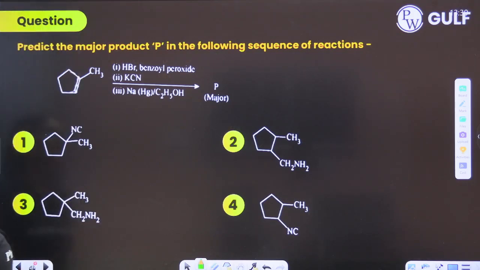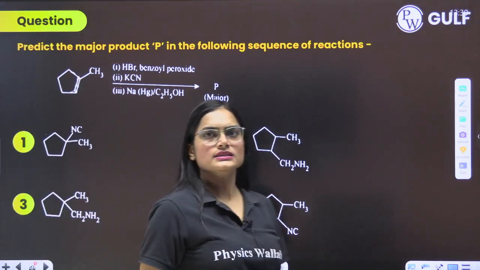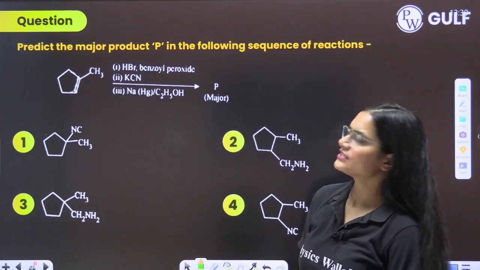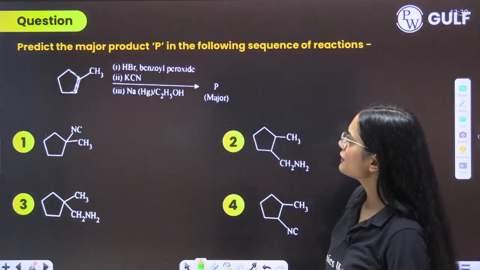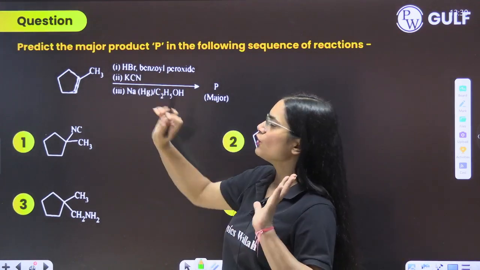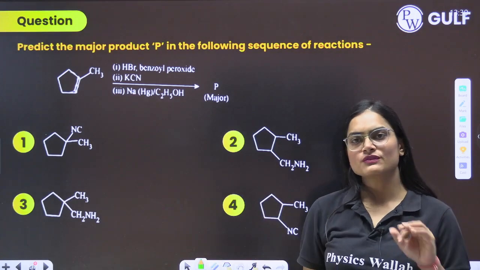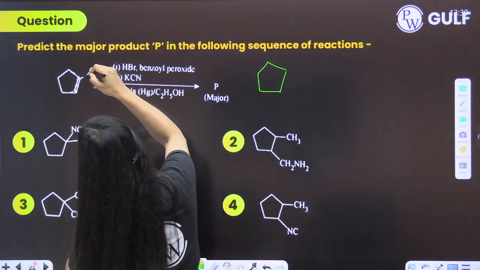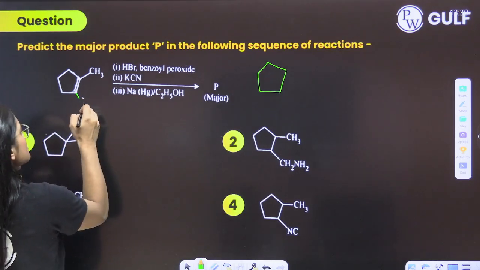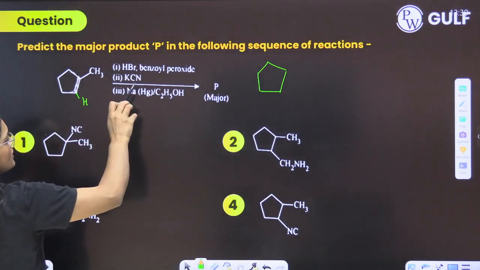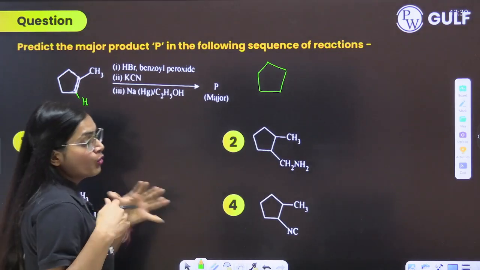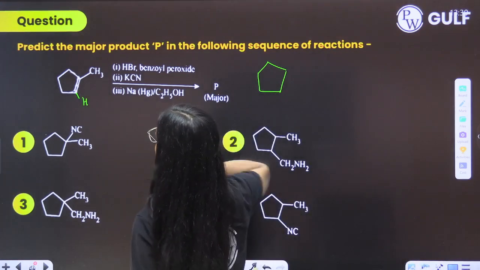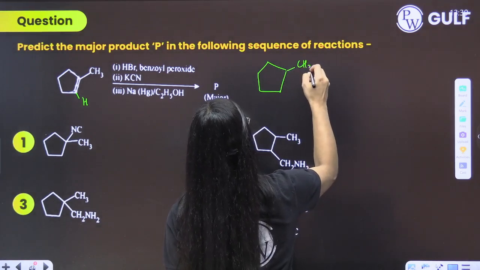Predict the major product P in the following sequence of reactions. In this question, they have given cyclopentene, and on cyclopentene you have a CH3 group attached. First, you are carrying out the reaction with HBr and benzoyl peroxide. So this will follow the anti-Markovnikov rule, where negative will go to the carbon which has less hydrogen. So what you will get is, here you are not having any hydrogen, and here there is one hydrogen. So negative will go to the carbon which is having more hydrogen atoms according to the anti-Markovnikov rule. So more hydrogen atoms are present here. So yes, CH3 here and Br here.